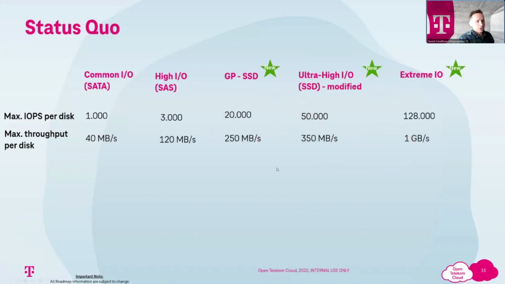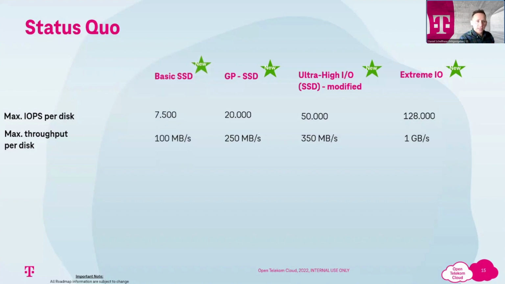Then we will have this kind of portfolio available. So you will see we have common IO, high IO, the GP SSD, ultra IO, and the Extreme IO with the accordingly specifications. We expect this will happen end of next year, that we will remove the common and high IO and replace this with the basic SSD.